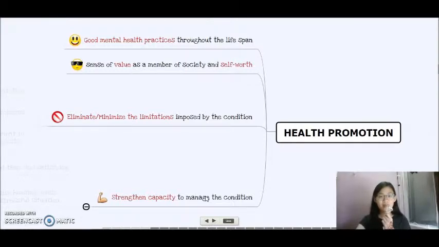To prevent mental health disorder, health promotion is very important. What we can do is to promote good mental health practice throughout the lifespan. Second, to maintain a sense of value as a member of society and self-worth. For example, we can encourage elderly to join activity in social welfare or anything they can find satisfying. Next, eliminate or minimize the limitation imposed by the conditions.